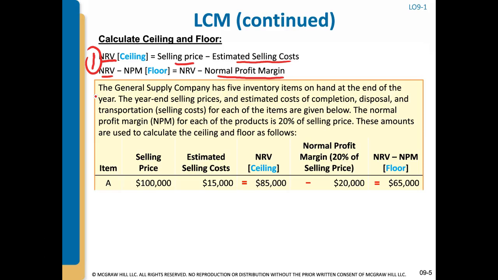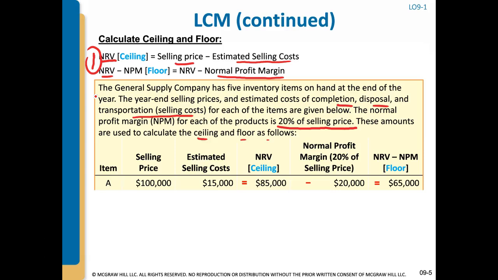So the General Supply Company has 5 inventory items on hand at the end of the year. The year-end selling prices and estimated costs of completion, disposal, and transportation, which are the selling costs, for each of the items are given below. The normal profit margin for each of the products is 20% of the selling price. These amounts are used to calculate the ceiling and the floor as follows.